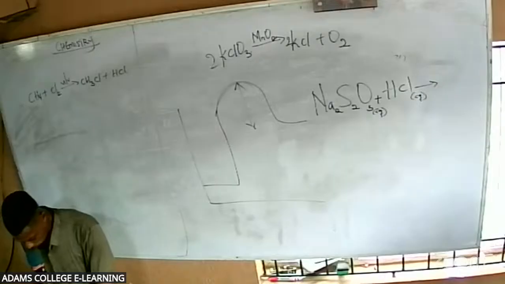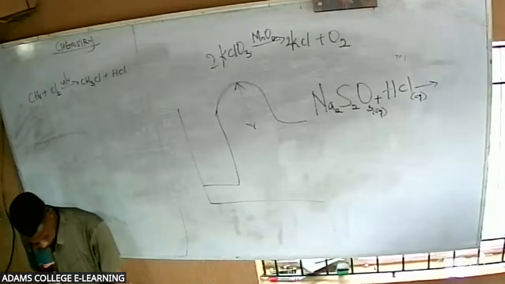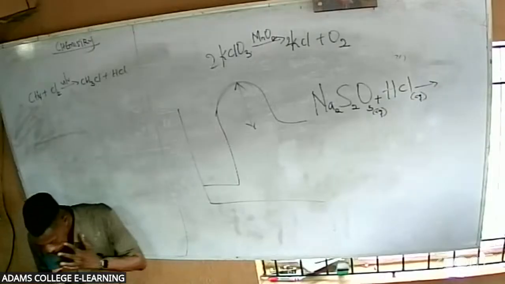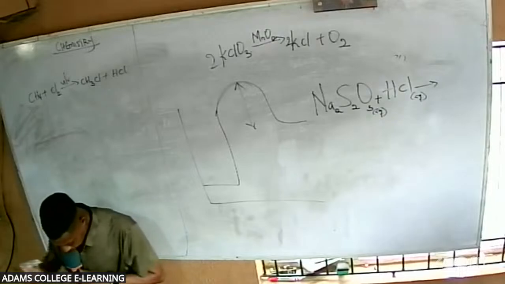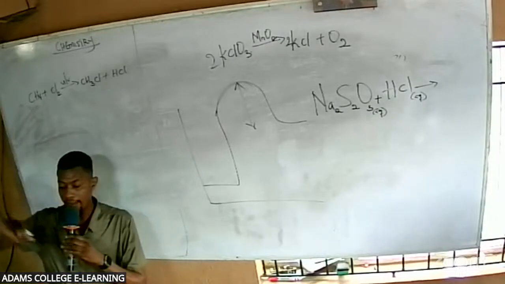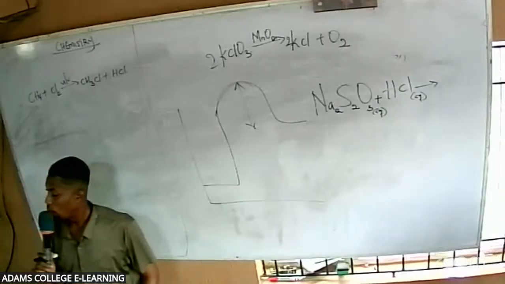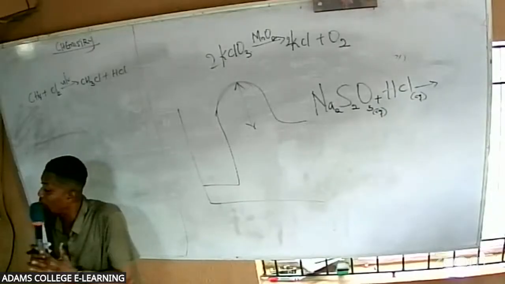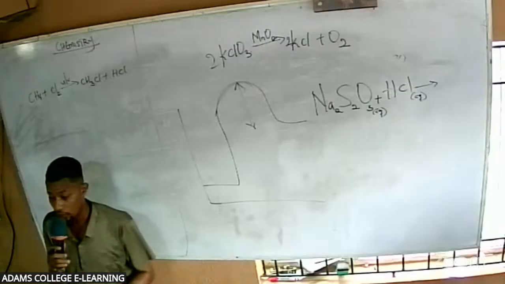So let me just take one more question, because most of the questions here are repeated. Okay, let me take this last one. The equation that shows the relationship between concentration and the rate of chemical reaction is what?